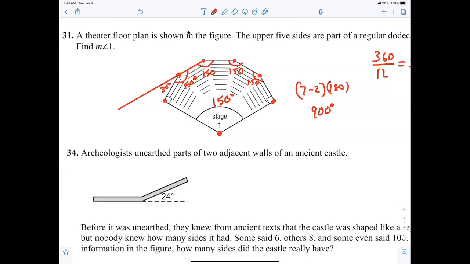All right, very good. How many 150s are there? So that's 600, right? And then 90 and 90, 180. So that gives me 780 degrees. So after all that, it is what? 120 degrees. Very good.